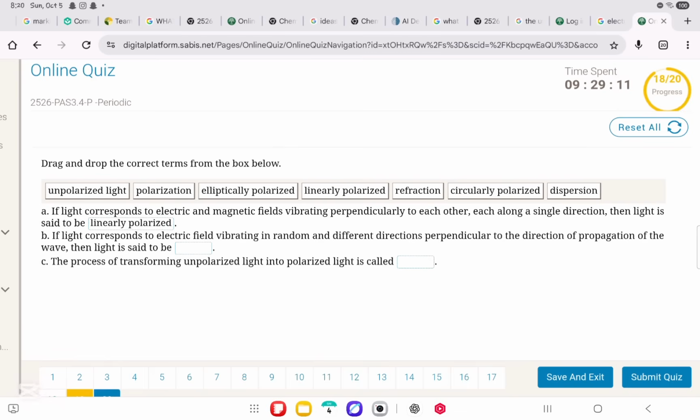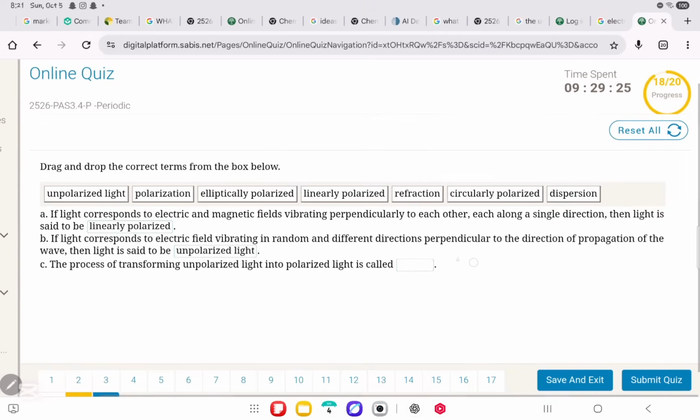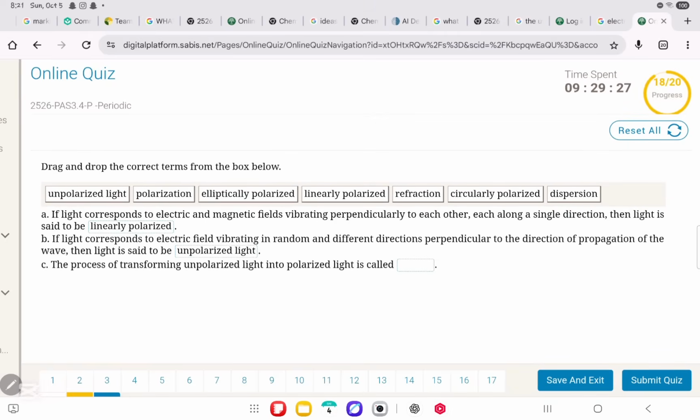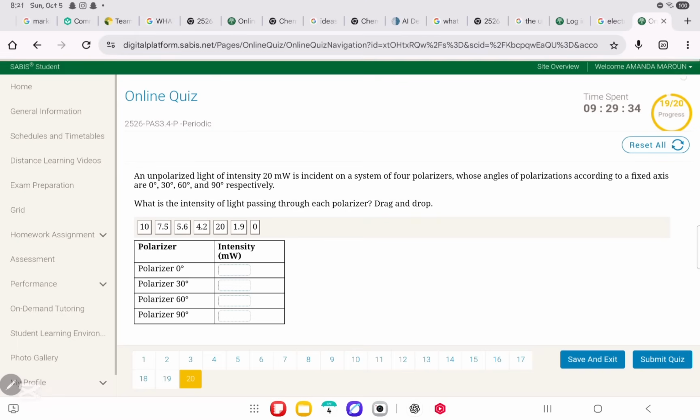Part B, if light corresponds to electric field vibrating in random, different motion perpendicular to the direction of propagation of the wave, because it's random, we will say that it's unpolarized light. And the process of transforming unpolarized light into polarized light is known as polarization. I think this is a mistake. It's not supposed to be in this quiz, but that's fine.